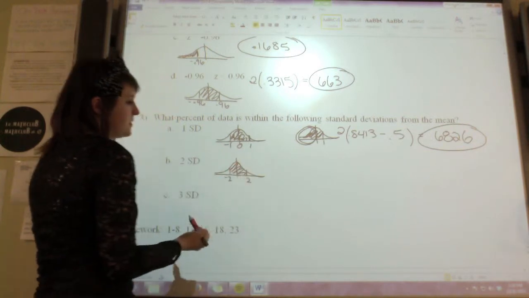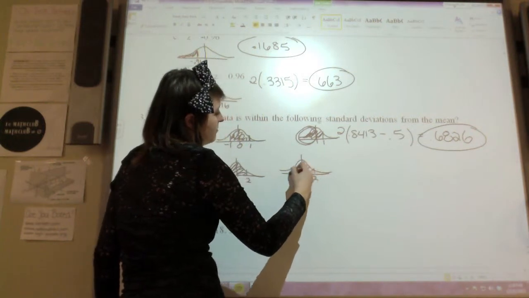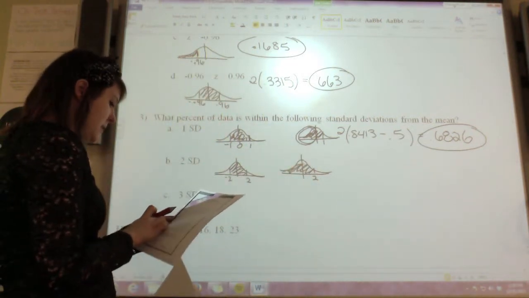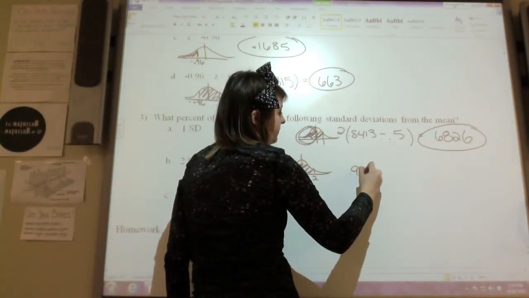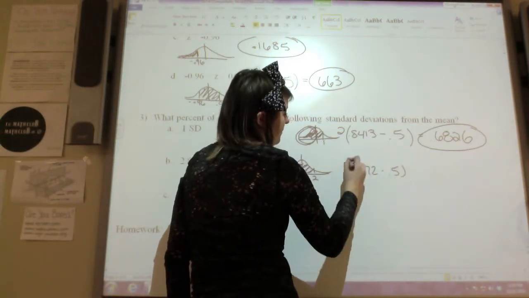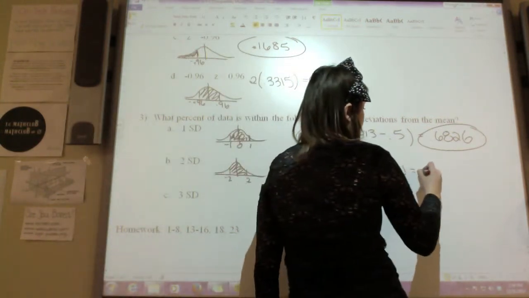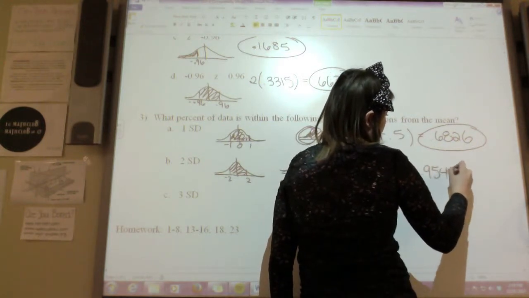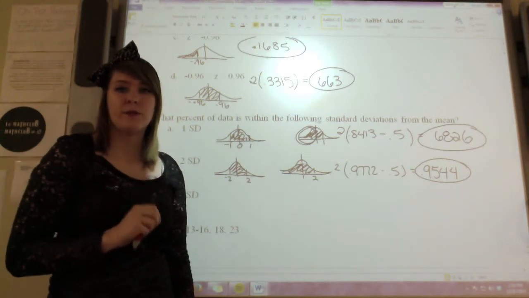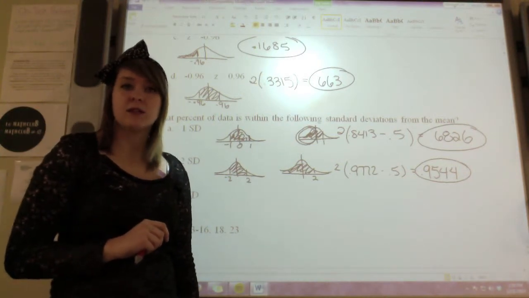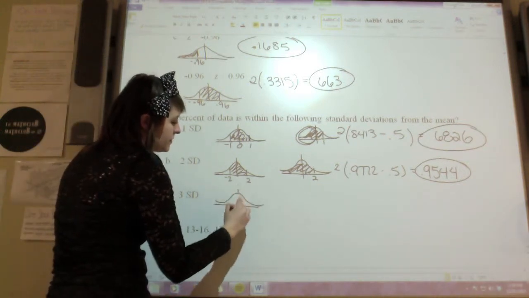Okay, within 2 standard deviations, I'm going to do the same thing, except this one's with 2. So again, I'm looking for this area here. Well, if I look at my table, it is going to give me this, and that is 0.9772. Well, if I subtract out 0.5 from that and double it, I get 0.9544. So that means that approximately 95% of my values always fall within 2 standard deviations of the mean in a standard normal distribution.